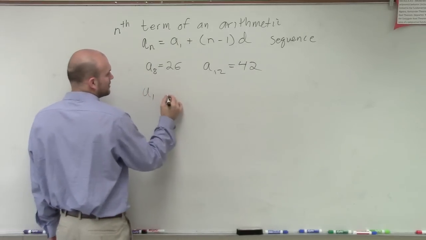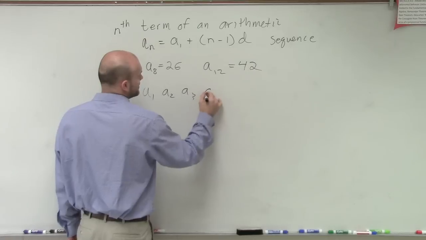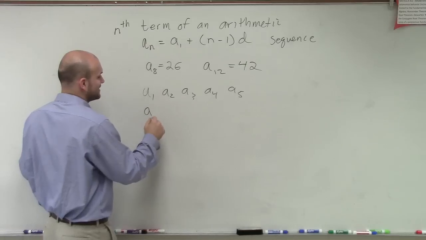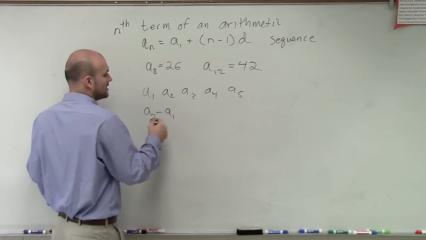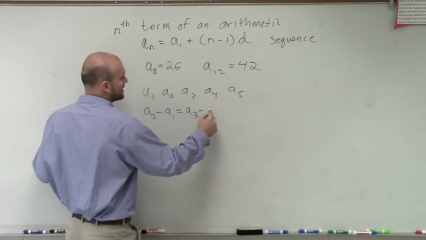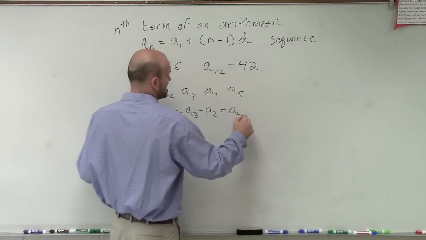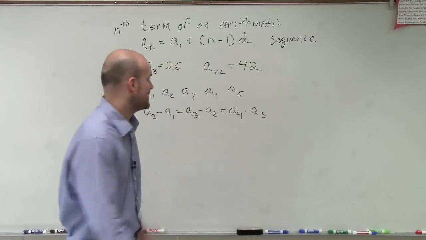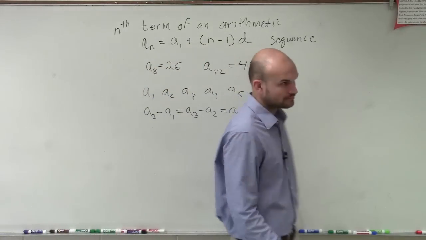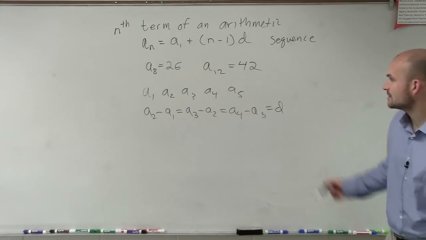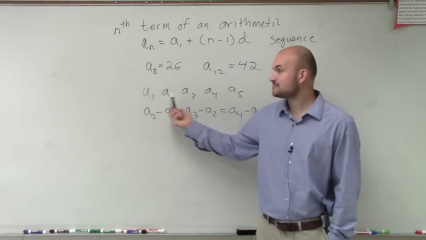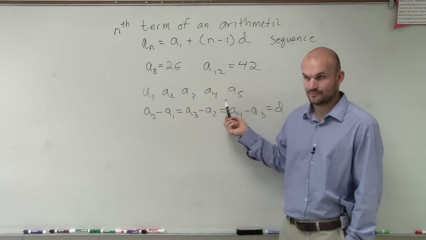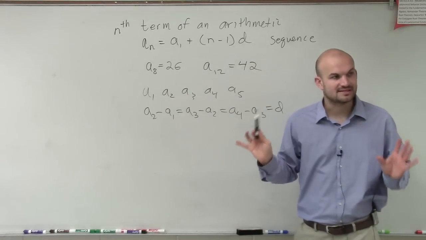Now, let's go through this. If I had a of 1, a of 2, a of 3, a of 4, a of 5, remember, we know this is an arithmetic sequence, so the difference a of 2 minus a of 1 is equal to a of 3 minus a of 2, which is equal to a of 4 minus a of 3, and so on and so on. All those values equal d. Now, here comes my issue. If the difference between these two is d, between these two is d, and these two are d, right? Yes?